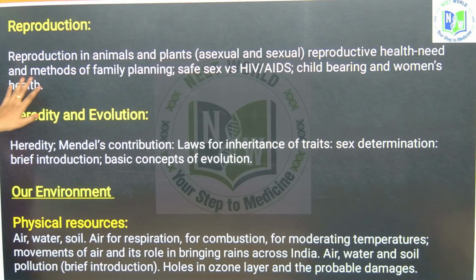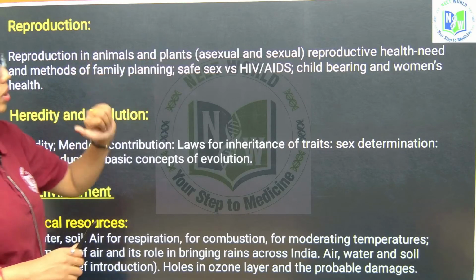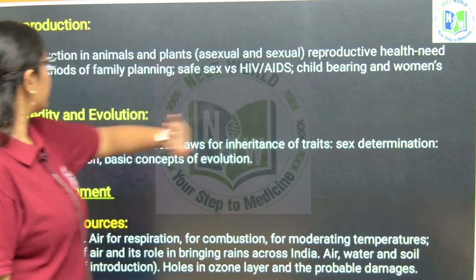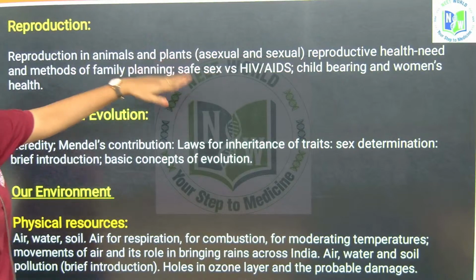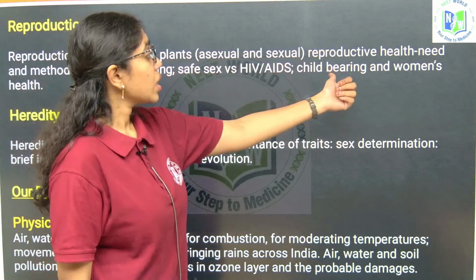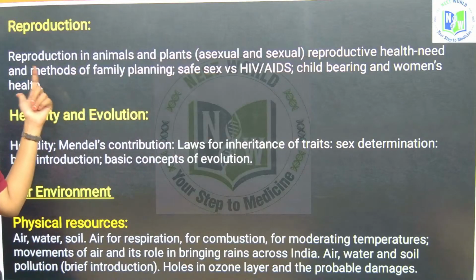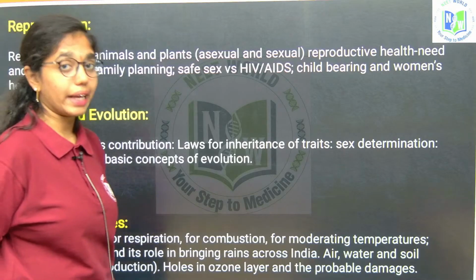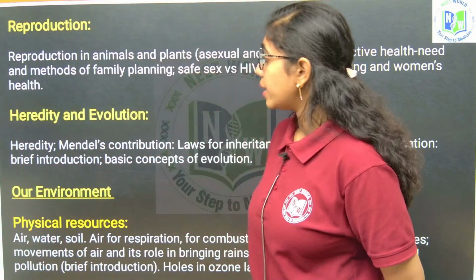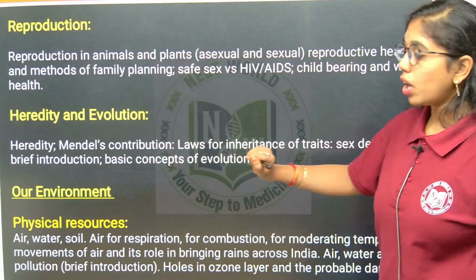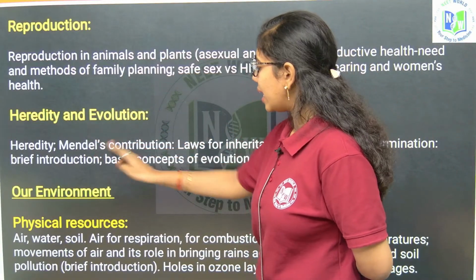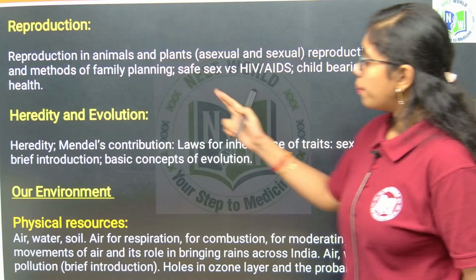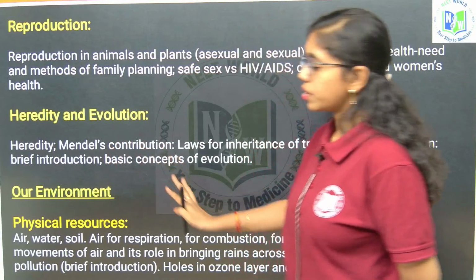reproduction. Reproduction in animals and plants both, asexual and sexual reproduction, methods and types, reproductive health, need and methods of family planning, safe sex versus HIV or AIDS, childbearing and women's health. All the concepts should be learnt under this chapter. And the concepts which are included in heredity and evolution. What are the concepts involved over here? Under heredity, Mendelian contribution, laws of inheritance of traits, sex determination, a brief introduction of that, and basic concepts of evolution.